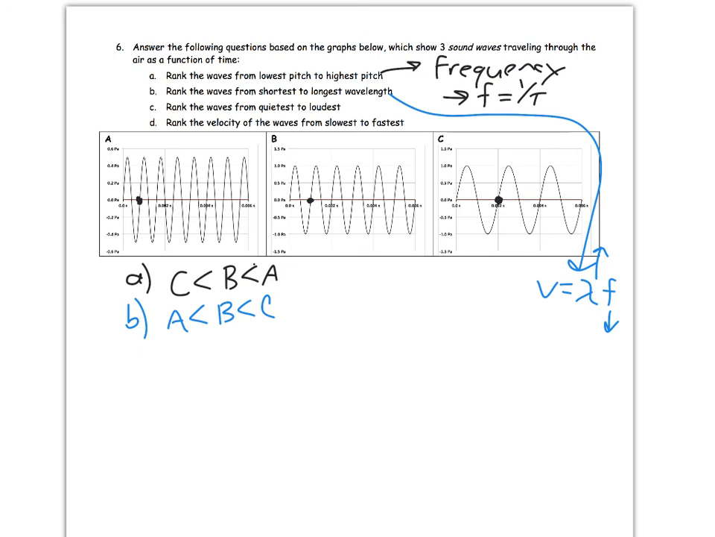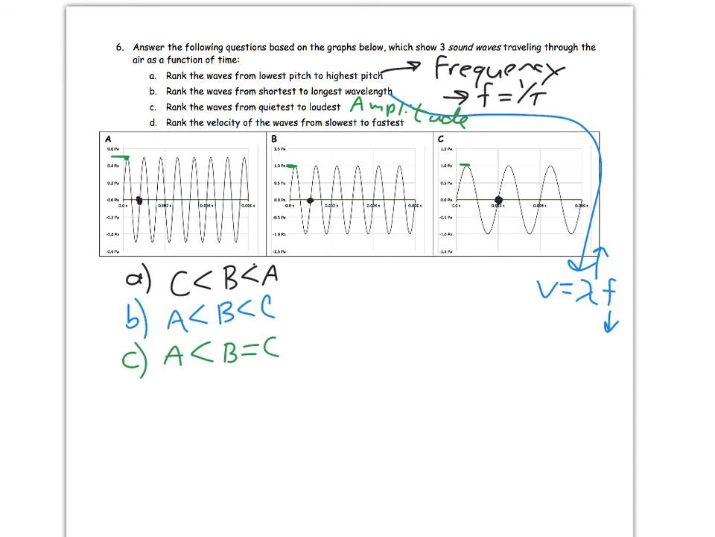For C, we're going to rank them from quietest to loudest, and for that we're thinking about the amplitude here. So we're thinking about this peak here. This one looks like 0.5 pascals. This one's measured in pressure because it's a sound wave, and that's one possible unit for amplitude. And then B and C are both at 1 pascal. So quietest one is going to be A, and that's going to be less than B, which is equal to C. They have the same amplitude, so they have the same volume.